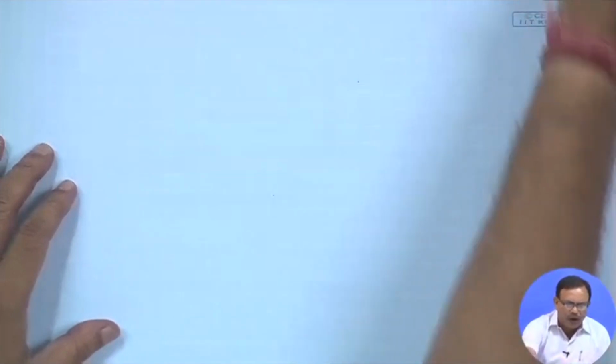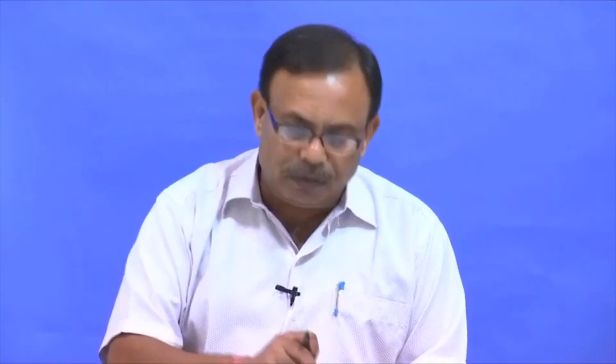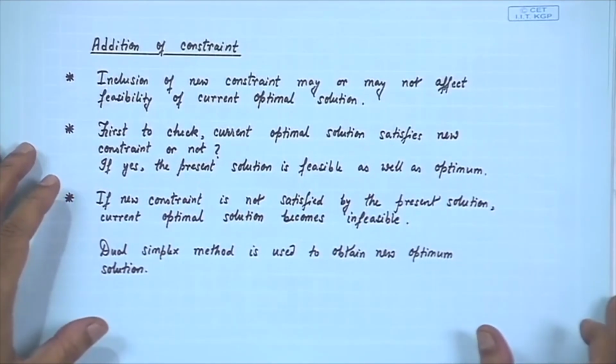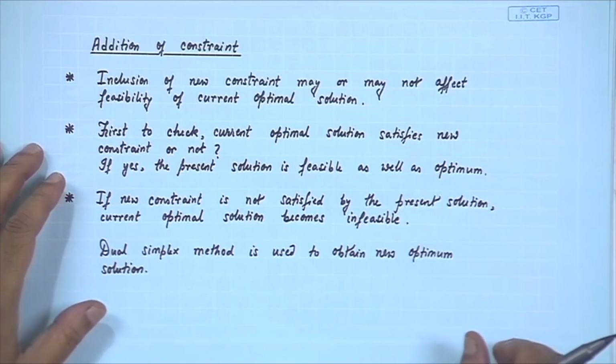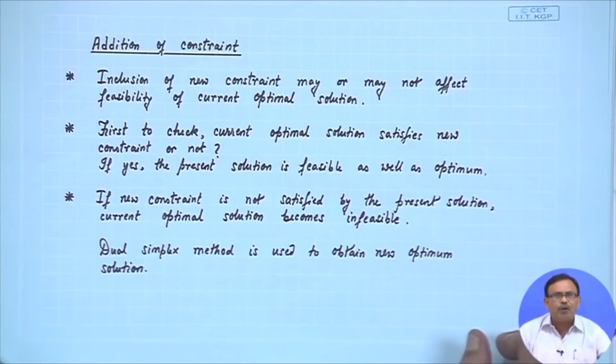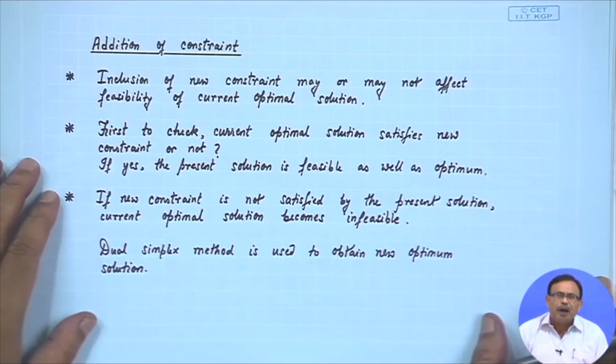And the last one is, if I want to add some constraints, that is, addition of some constraint. Now, whenever you are including some new constraint, the new constraint may or may not affect the feasibility of the current optimal solution. Please note this one. First, we check whether the current optimal solution satisfies the new constraint or not.